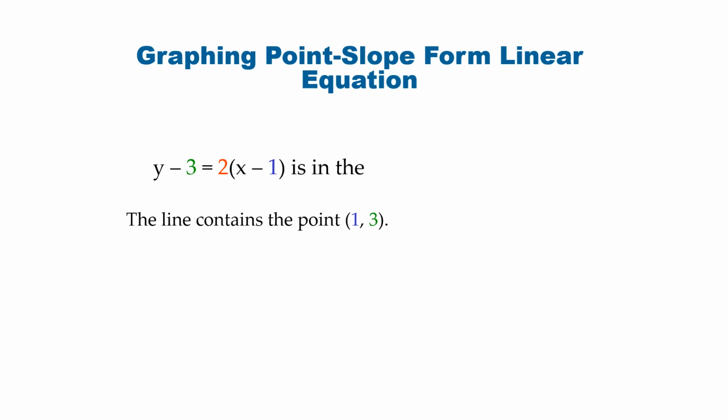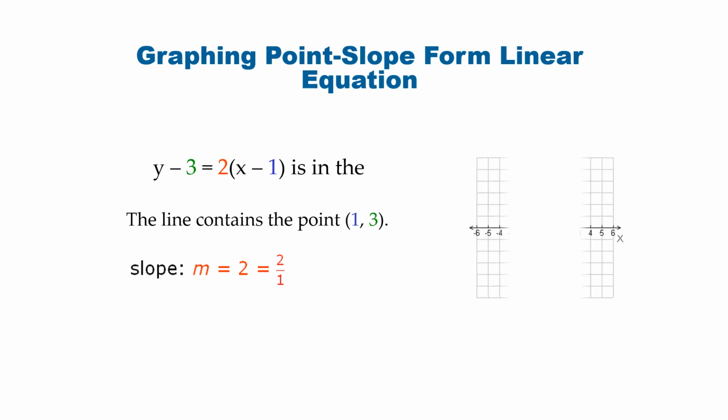And the slope from this equation equals what? Equals 2, which I can write as 2 over 1. Now we're going to use this information to graph the line. First, you have to locate the point 1, 3 in the coordinate plane as you see, and use the slope to find another point.